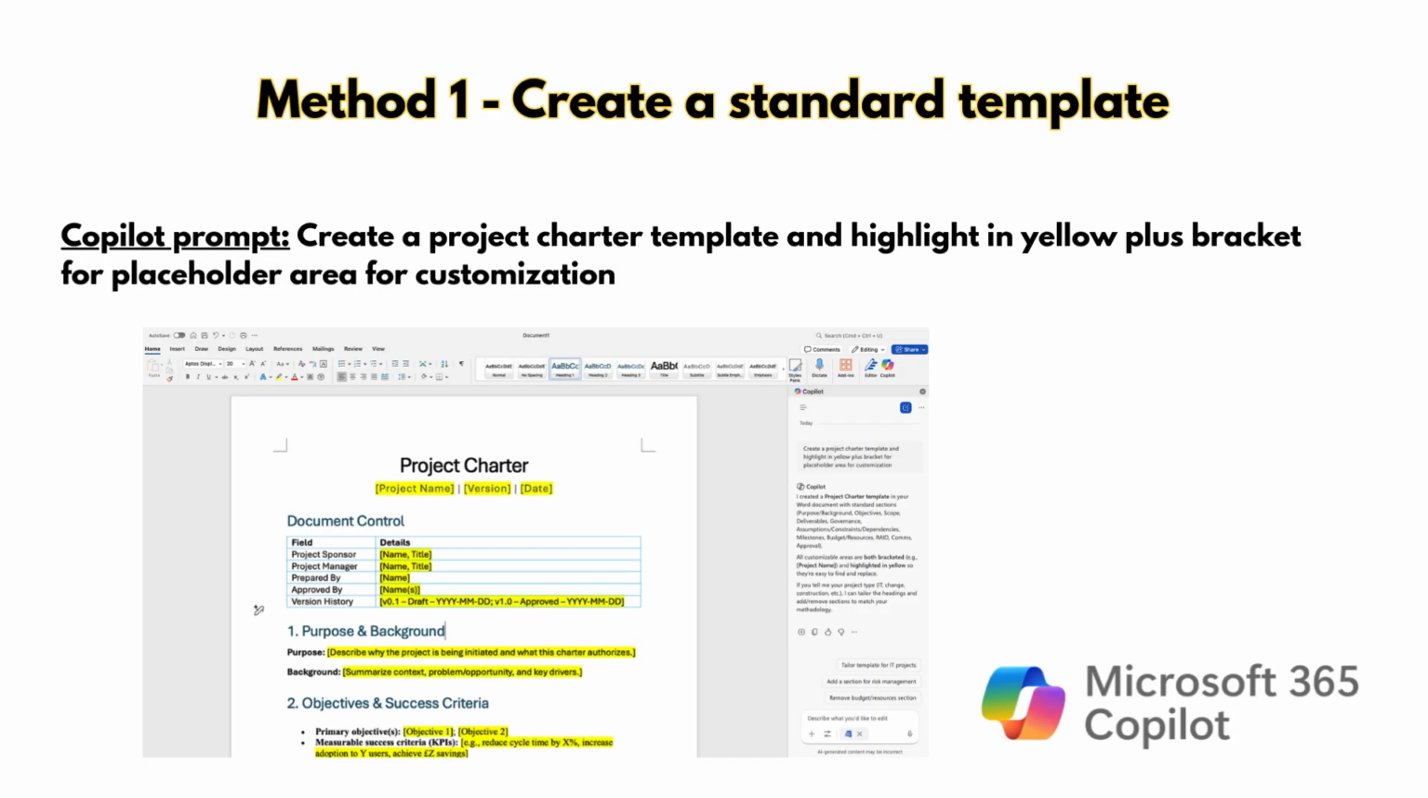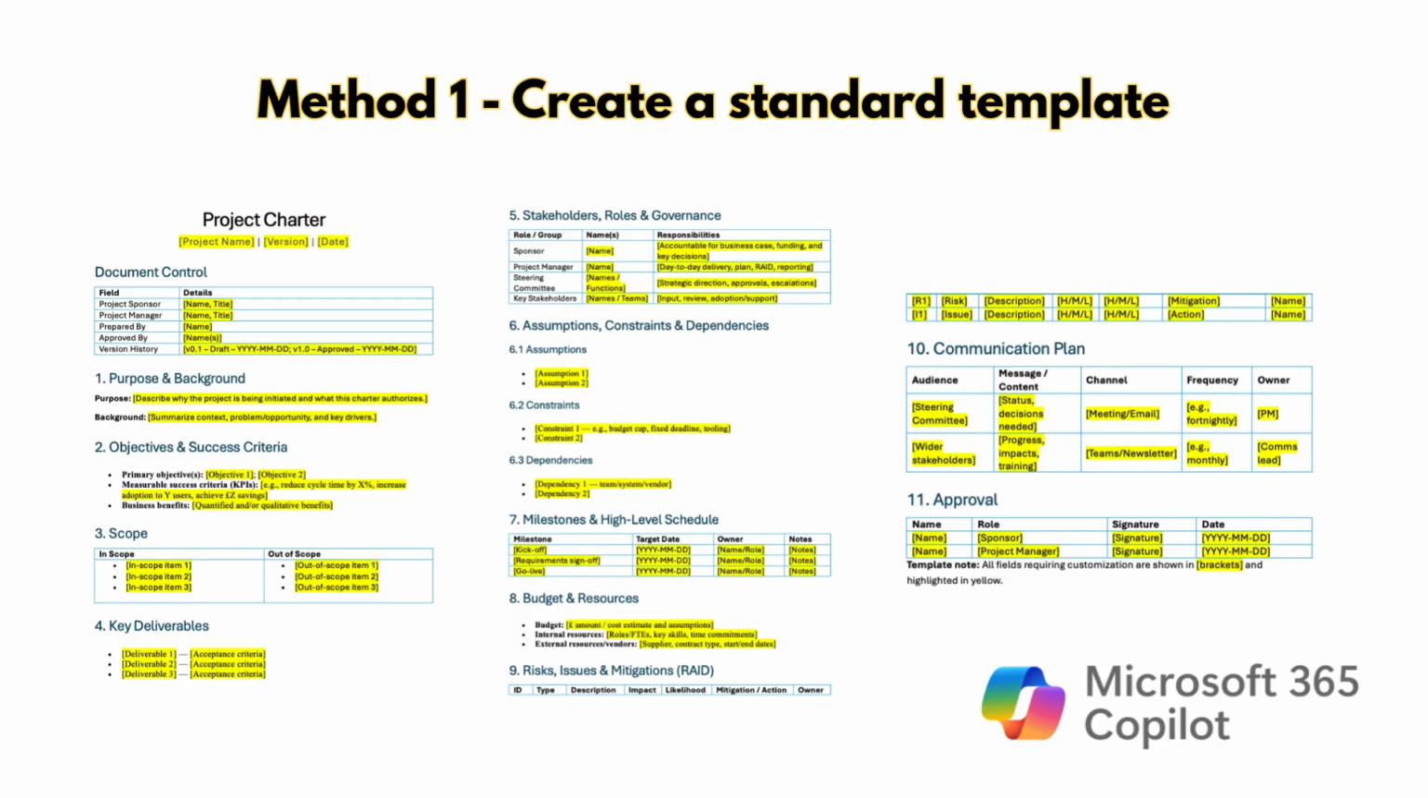Let's jump in. Method 1 is the most basic approach, asking Copilot to build a standard project charter template from scratch. This is perfect if you don't have a company standard doc yet, and you just need a clean structure that you can fill in manually later. I launched Copilot in Word and gave it a simple prompt. In less than a minute, it produced exactly what I asked for: a professional layout with the business case, scope, and timeline sections all ready to go.